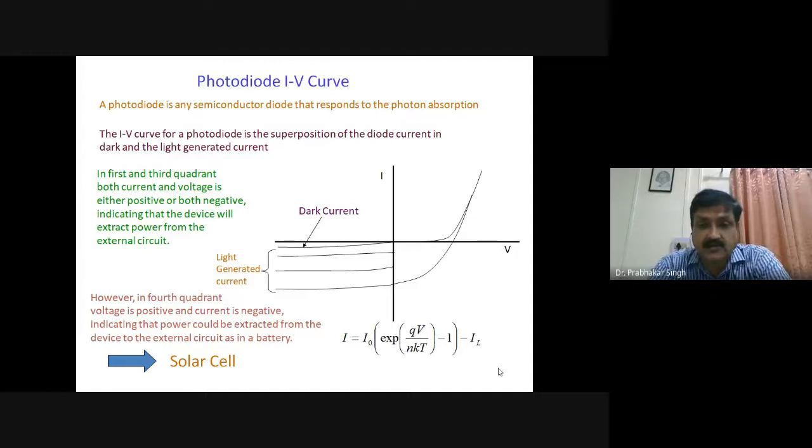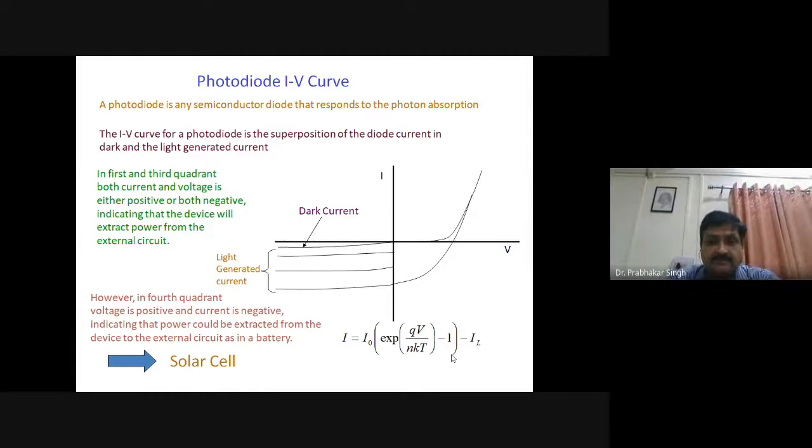And you see this third quadrant. If you increase the intensity, this will go more and more down. So the current will increase in the negative direction. This means that it can work as a photodetector in this quadrant. You increase the intensity, you can calibrate that at this current, this is the intensity, at this current, this is the intensity, and you can have a very good sensor that detects the different intensities of the light. Right. So this is the way you can work.